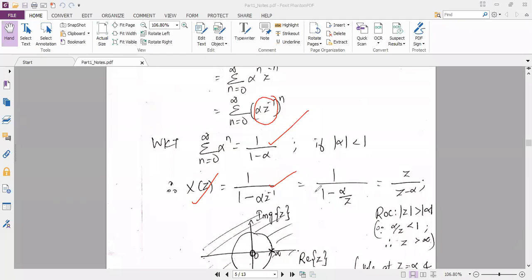See, the next step is to simplify further. So z inverse we can write in this fashion, alpha by z. Then you can take the LCM and you can write your final answer as z by z minus alpha.